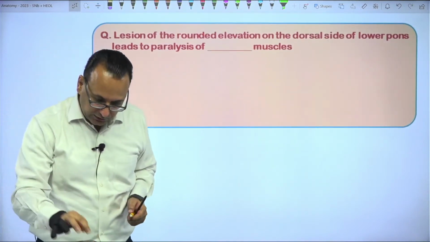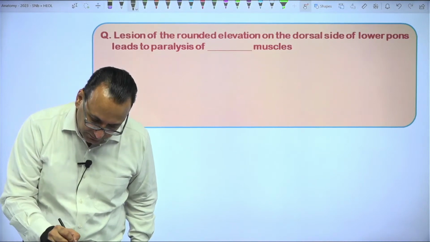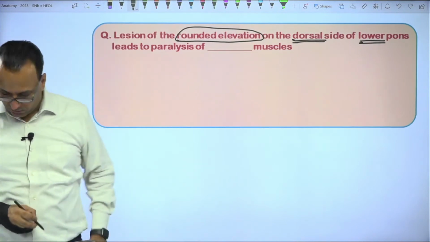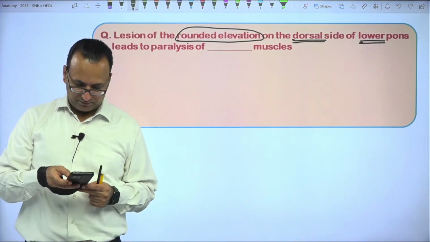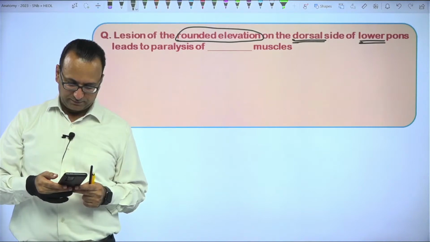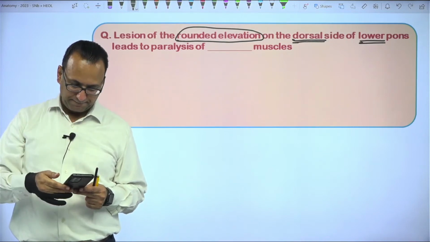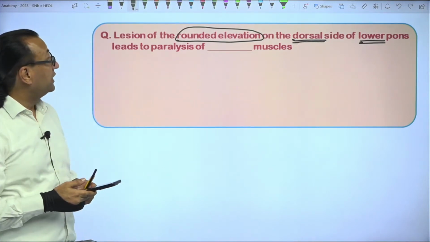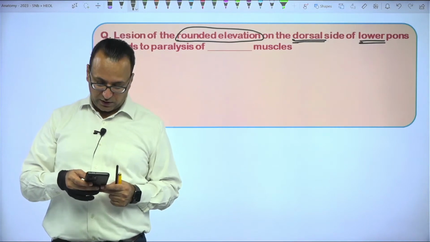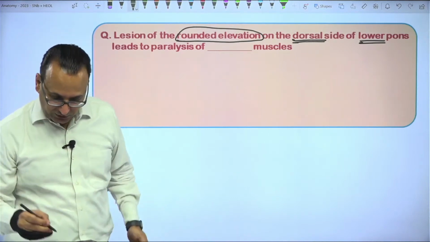Okay. This is one question which is asking about a lesion of the rounded elevation on the dorsal side of the lower pons. What are you talking about? Can you write in the chat? What are we talking about? A lesion of the rounded elevation on the dorsal side of the lower pons. You are actually talking, yes, good. Vishal? Yes, facial colliculus.